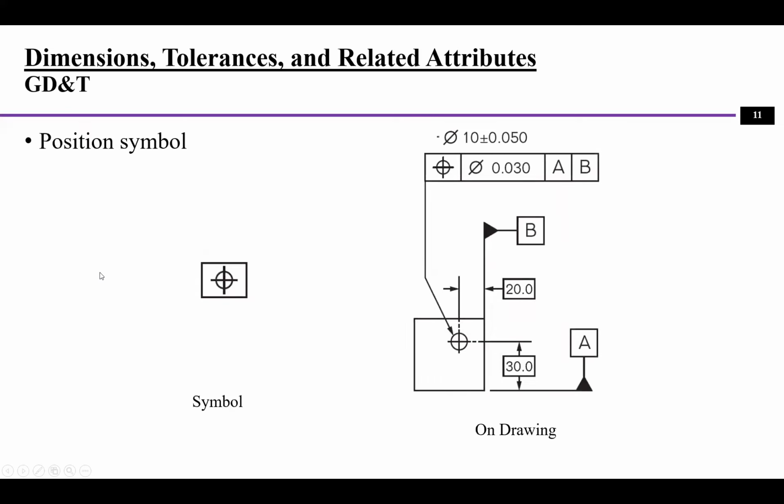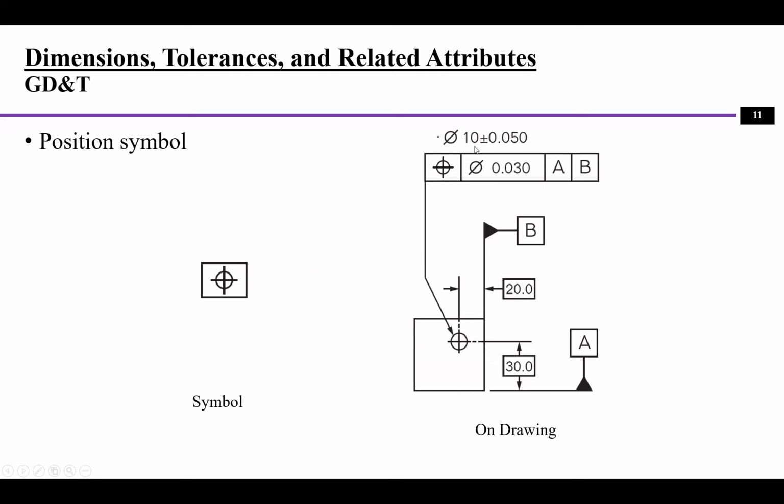And next, let's look at what other symbols we have. First, the position symbol, which is drawn this way. For example, if I'm looking at the hole position, then I'm referencing 2 planes: plane B and plane A. I can use these 2 to define a certain feature, and this will be the hole. The hole's diameter is actually within a tolerance zone of 0.03, right?